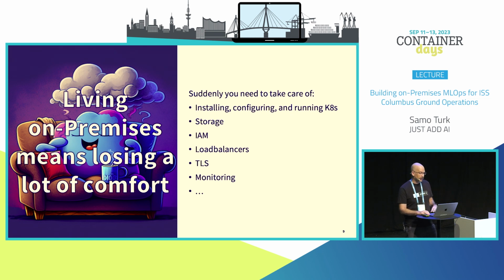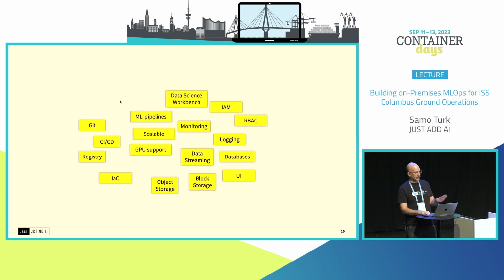Anyway, so this was quite a learning curve going to live on premise. We definitely lost quite a lot of comfort, something that you take for granted when you're deploying on clouds. Suddenly we had to install and configure everything: the nodes, the Kubernetes. We had to take care of storage, which was a big one, IAM, load balancers, TLS, monitoring, and whatnot. So it was quite a learning curve.